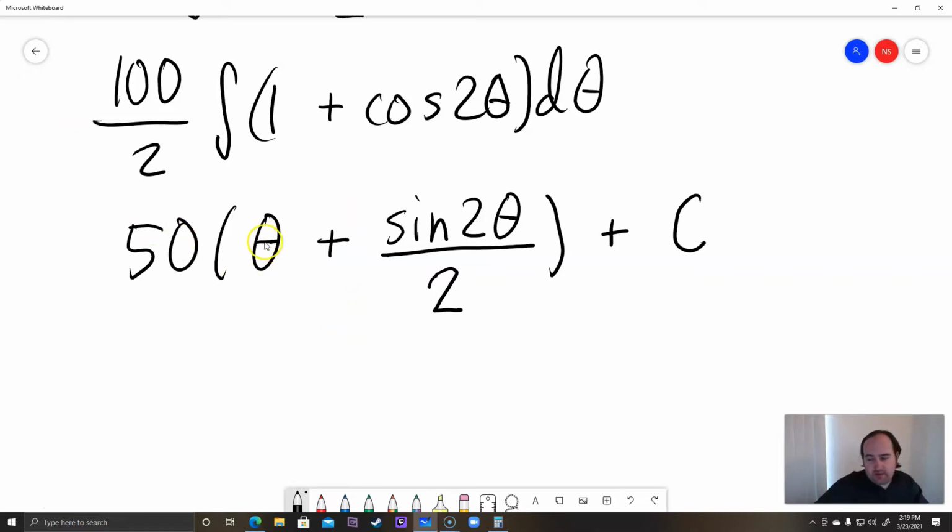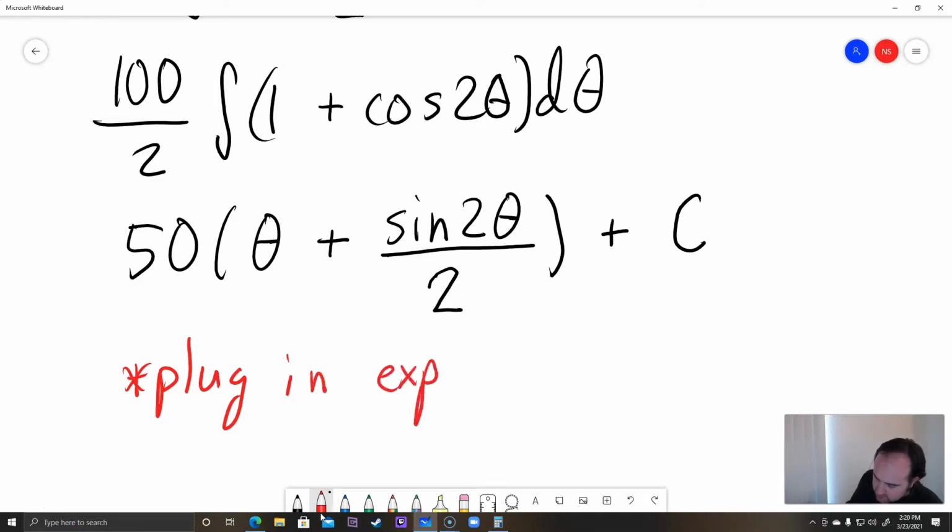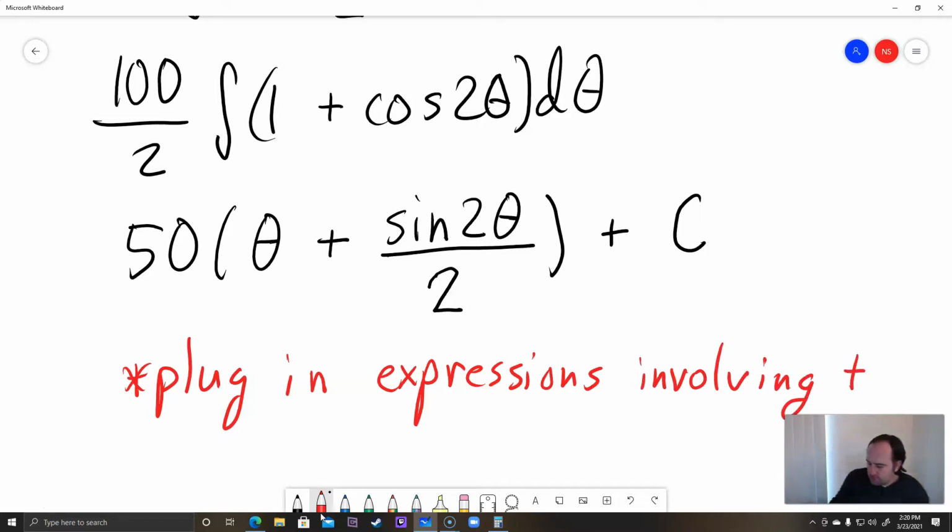So let's start with theta. We need to plug in an expression in terms of the original variable t. Okay? So plug in expressions involving the original variable. And here the original variable was t. My t sometimes looks like a plus sign. I probably should work on that. Okay, plug in expressions involving t.